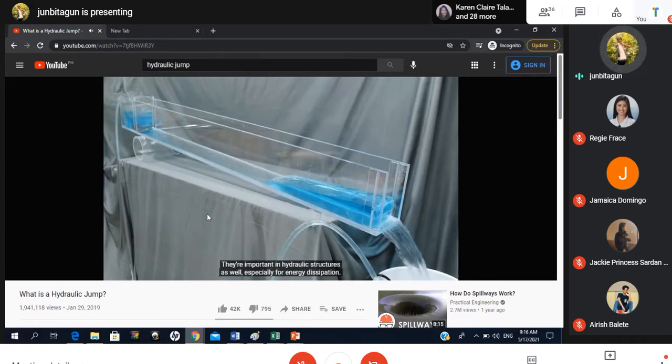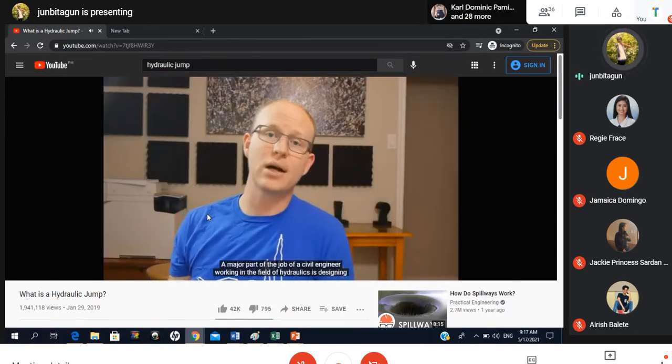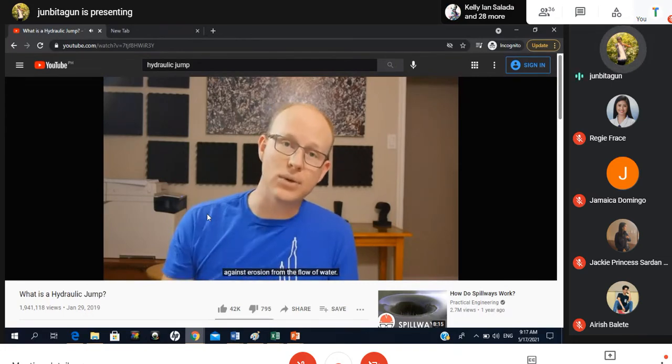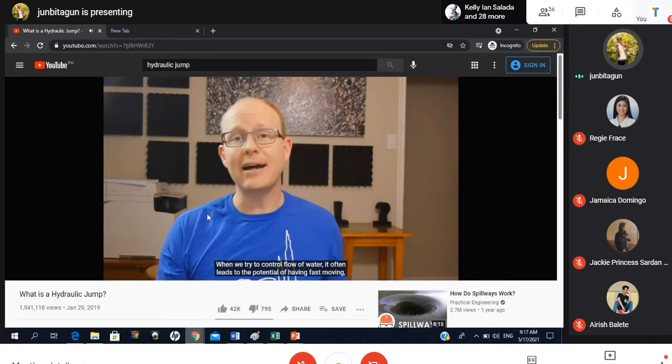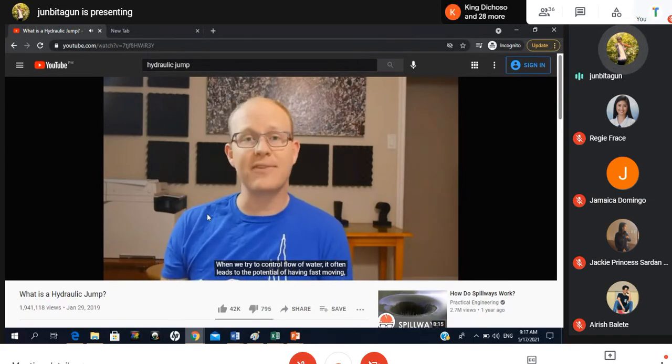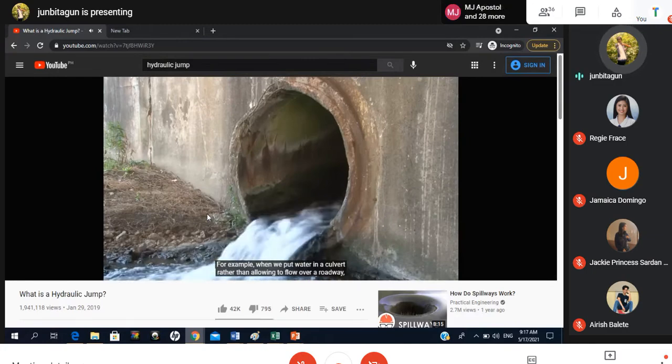They're important in hydraulic structures as well, especially for energy dissipation. A major part of the job of a civil engineer working in the field of hydraulics is designing against erosion from the flow of water. When we try to control the flow of water, that often leads to the potential of having fast-moving erosive conditions. For example, when we put water in a culvert rather than allowing it to flow over a roadway, it can pick up speed in the pipe.